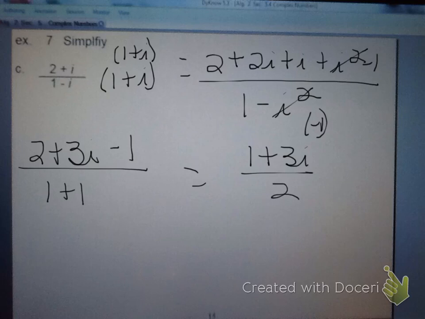Now, 2 cannot go into 1, and 3i over 2, I cannot reduce that, so I don't even need to go that step. I'm done. And that is the end of section 5.4.